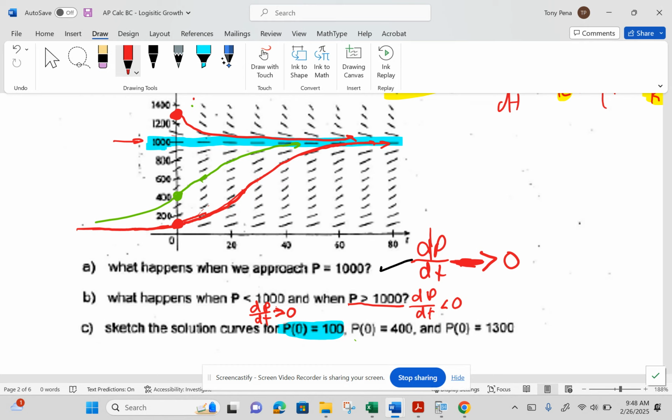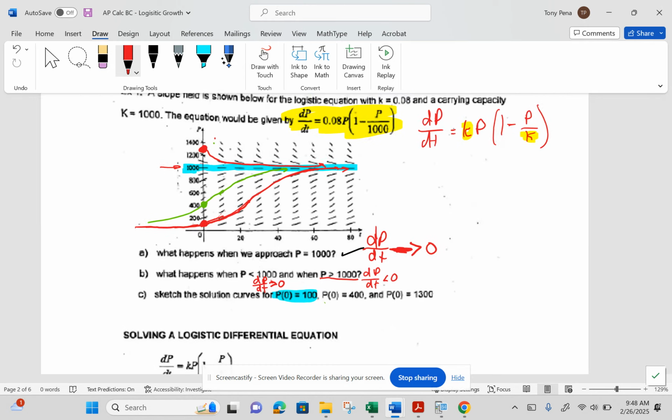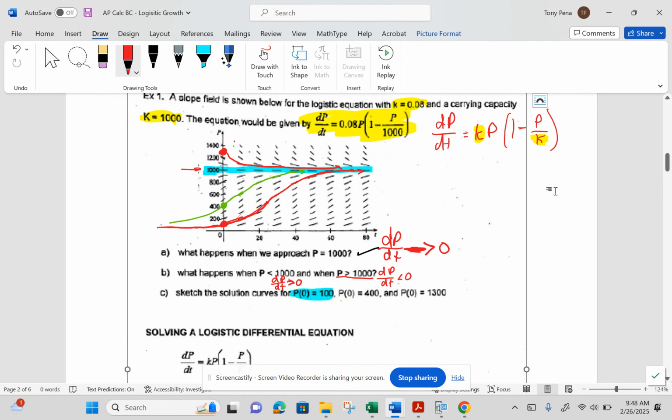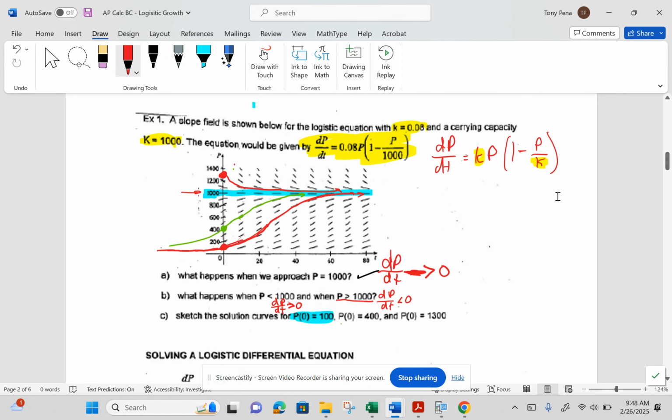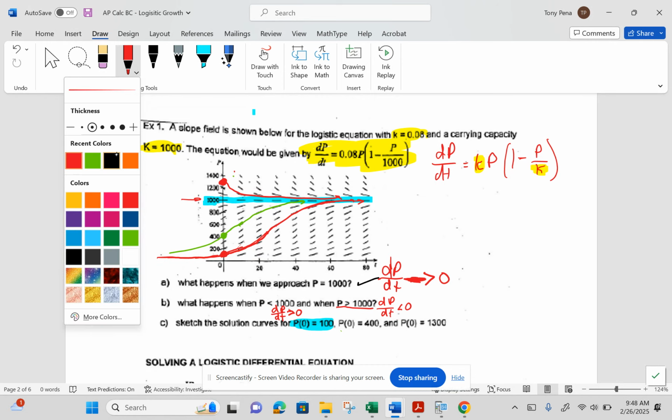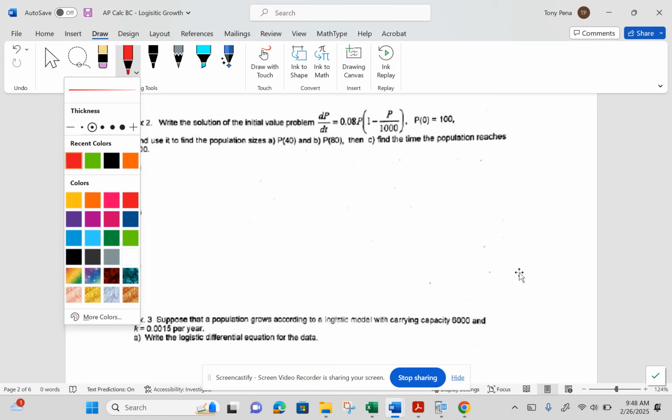All right, so that's kind of the big idea in terms of understanding what logistic growth is, how the carrying capacity and population tie into each other. That's kind of the big thoughts. So now in terms of problems, yesterday, let me just do this.